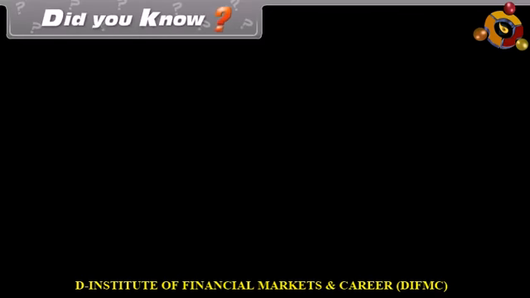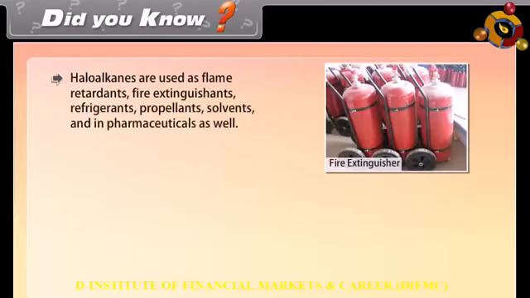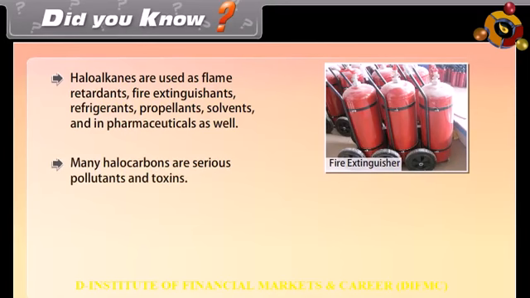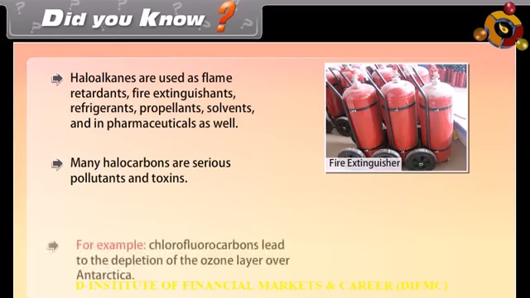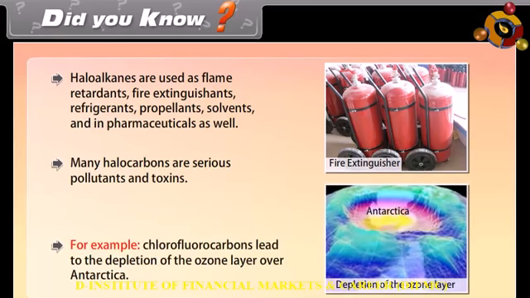Did you know, haloalkanes are used as flame retardants, fire extinguishants, refrigerants, propellants, solvents, and in pharmaceuticals as well? Many halocarbons are serious pollutants and toxins. For example, chlorofluorocarbons lead to the depletion of the ozone layer over Antarctica.